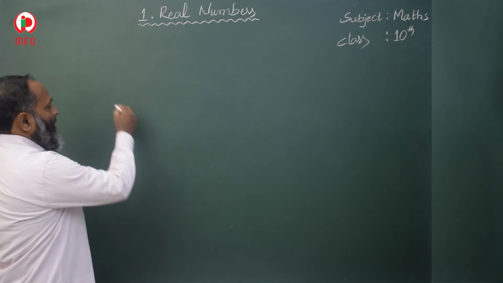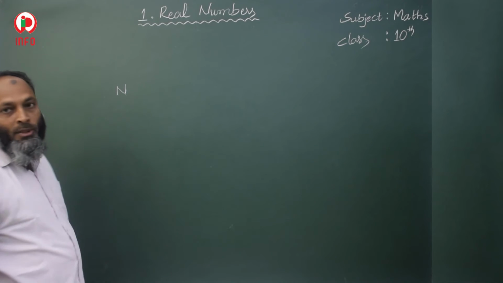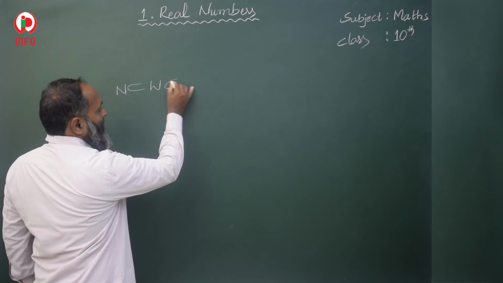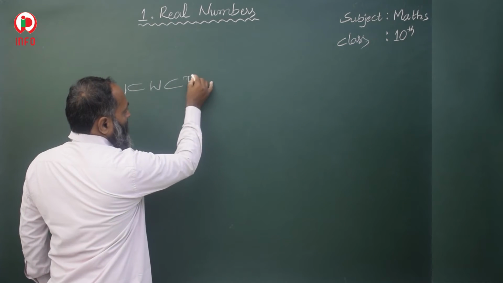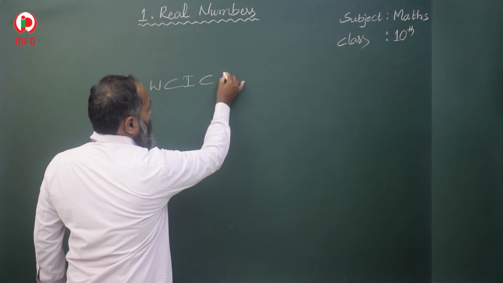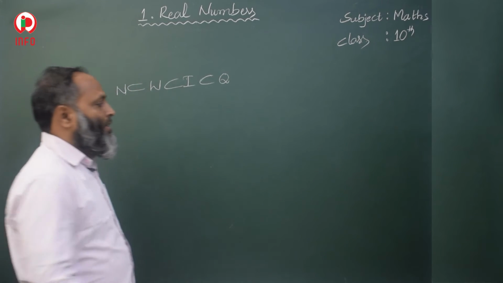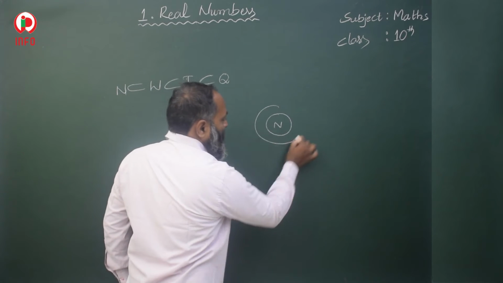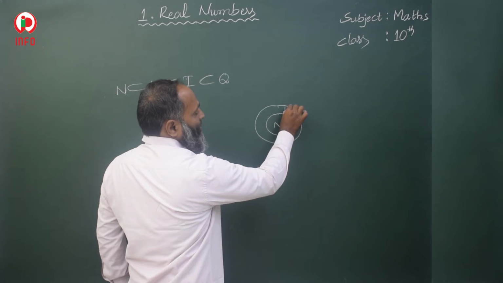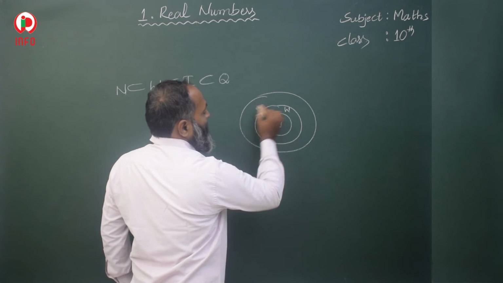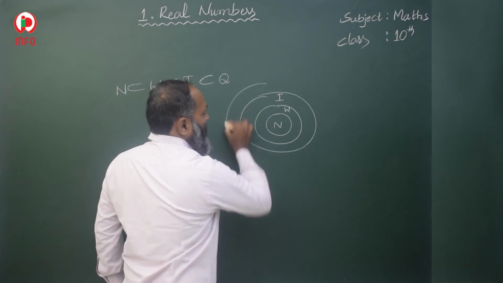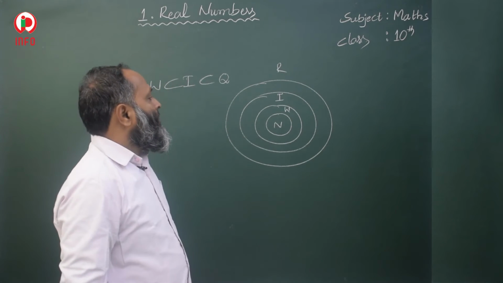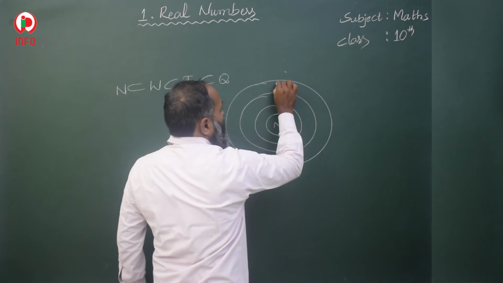Yes students, see here. Natural numbers are a subset of whole numbers. Whole numbers are a subset of integers. Integers are a subset of rational numbers. So first, the set of natural numbers is a subset of the set of whole numbers. The set of whole numbers is a subset of the set of integers. The set of integers is a subset of rational numbers. So now, the set of rational numbers.